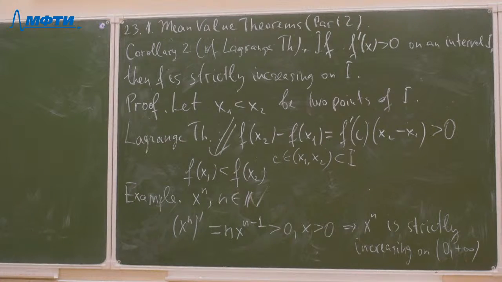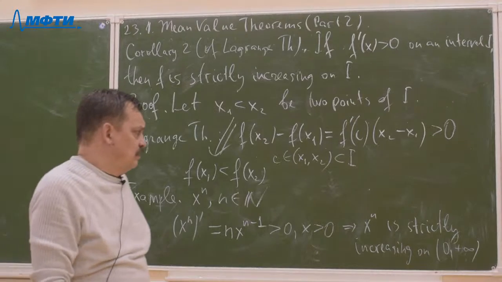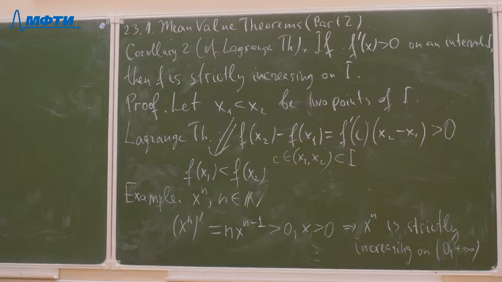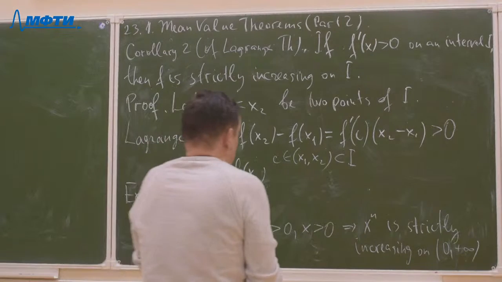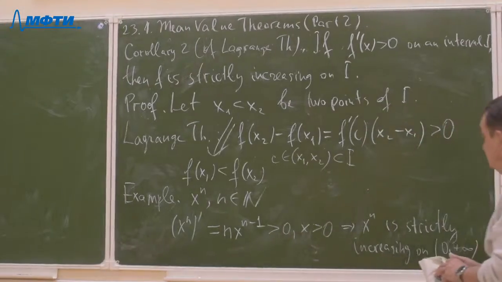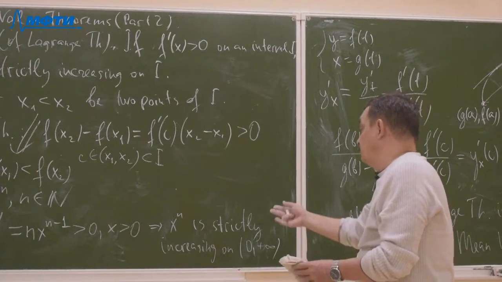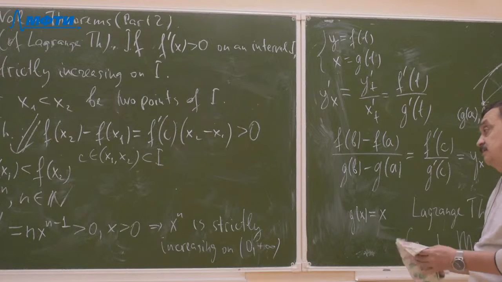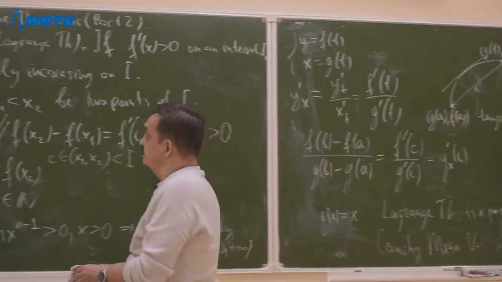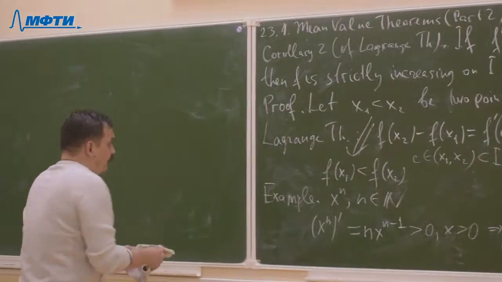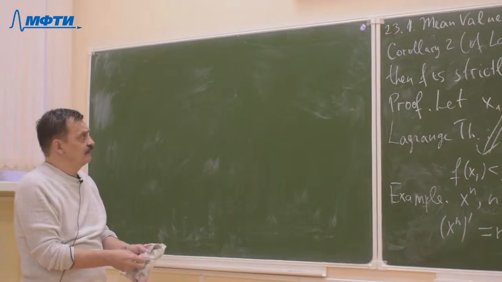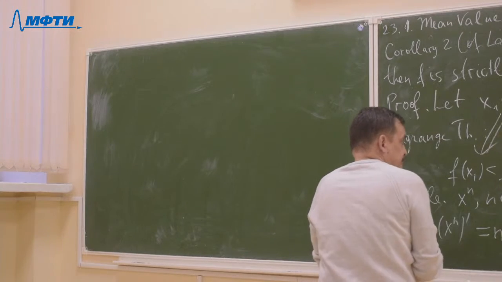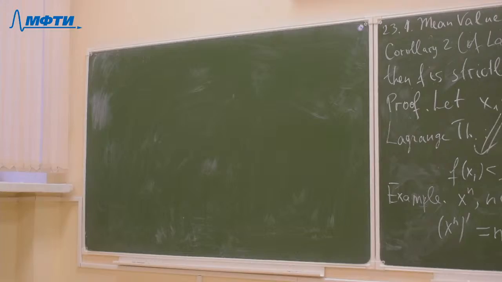In particular we used this fact to have, if the function is strictly increasing, it has an inverse function, so it means there is nth root, well defined, and so on. Okay, that's it, everything with section 23.1. So we can start the next section.